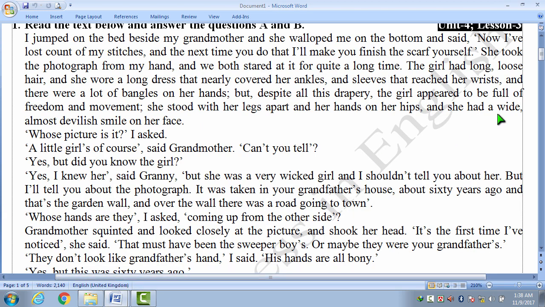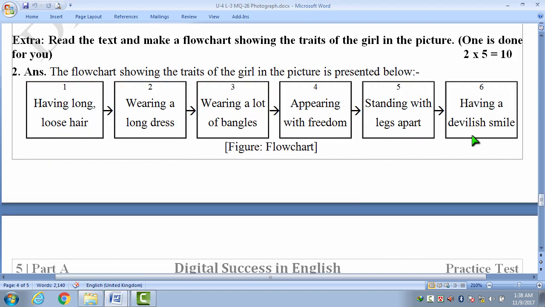She had a white, almost devilish smile on her face. তার মুখমণ্ডলে ছিল একটি শয়তানের হাসি। তো এখান থেকে had ভার্ব থেকে আমরা having করেছি, having আর white almost বাদ দিয়ে devilish adjective রেখেছি, smile রেখেছি, having a devilish smile.